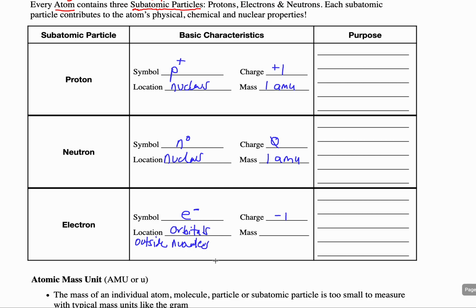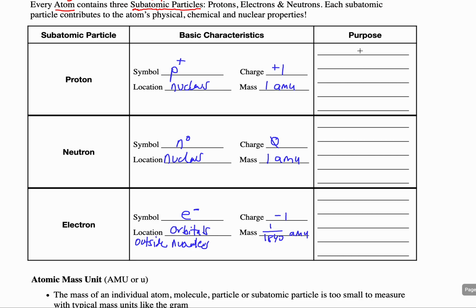Okay? Now the electron's mass is a fraction of an AMU. Each electron contributes a fraction of 1 over 1840 AMUs. So the electron's mass is really insignificant, and if we were to just simplify it, we would say, well, an electron basically contributes 0 AMUs to the structure. It would take 1,840 electrons to contribute 1 AMU to the structure of the atom.